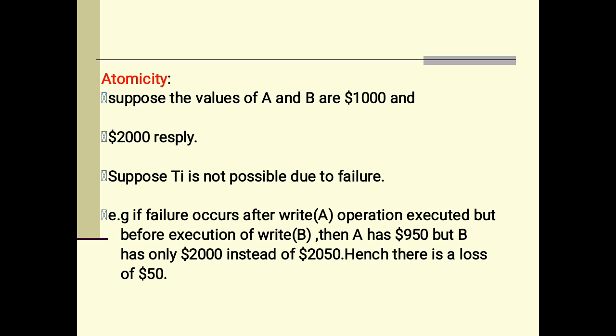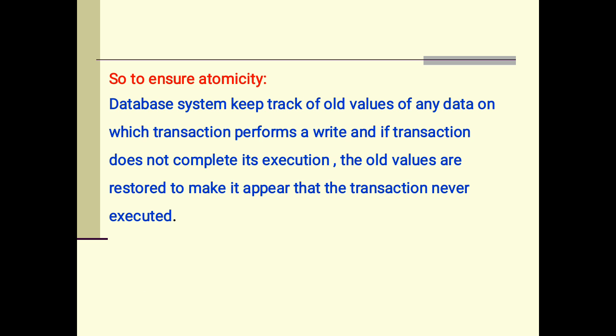So this type of problem may occur in a transaction. Atomicity says that either the transaction should be fully completed or it should never happen. To ensure atomicity, the database system keeps track of the old values of any data on which a transaction performs a write, and if the transaction does not complete its execution, the old values are restored to make it appear that the transaction never executed.